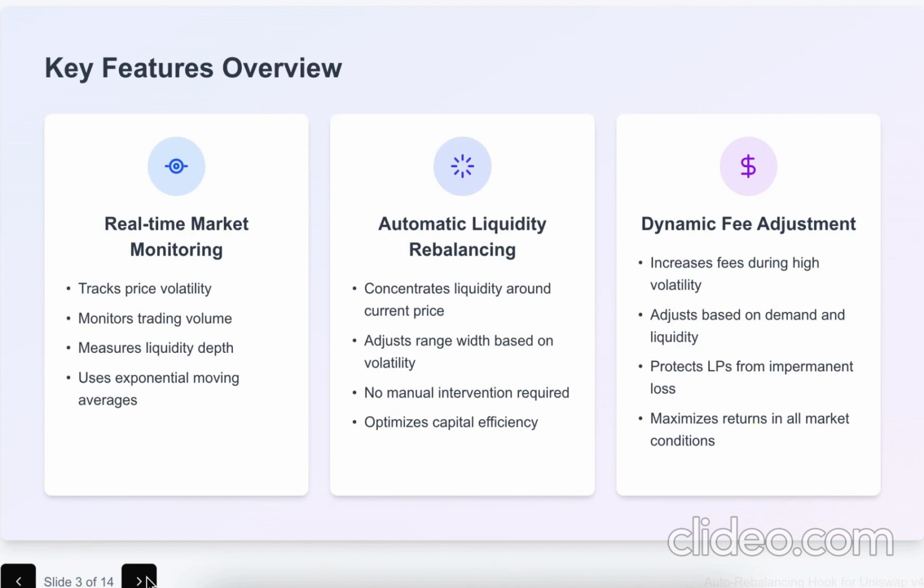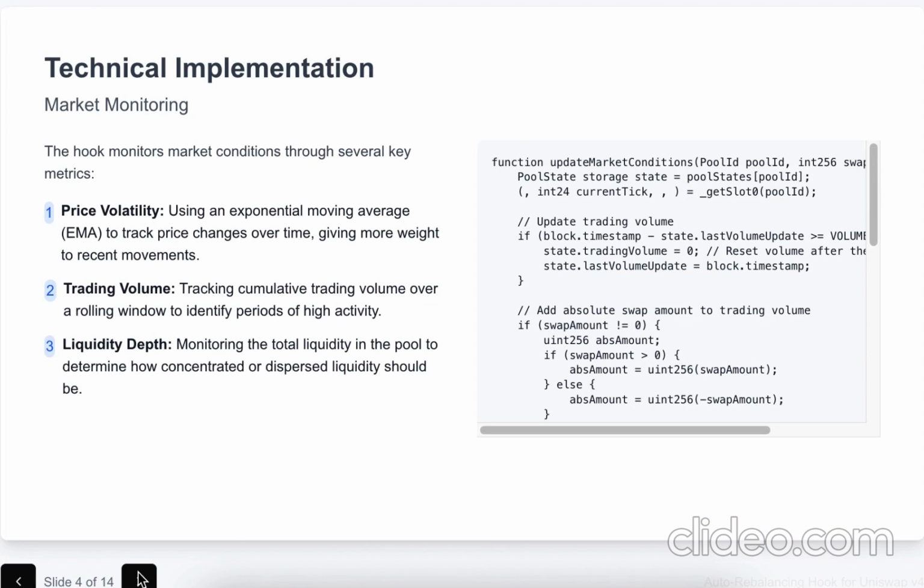Key features. The Auto Rebalancing Hook has three core capabilities, which are real-time market monitoring, automatic liquidity rebalancing, and dynamic fee adjustment. Let's dive deeper into how each of these features works. The hook monitors market conditions through several key metrics, which are price volatility, trading volume, and liquidity depth.